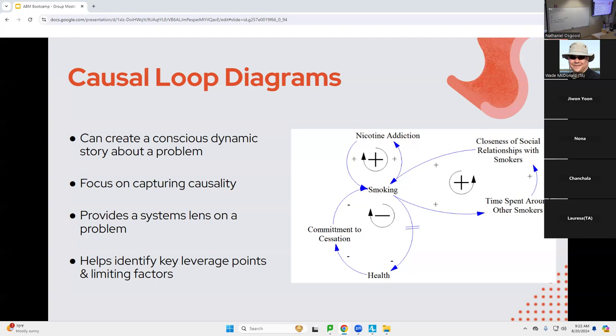A positive connection. Some people like to think of a positive connection as the same, versus a negative as the opposite. But that depends on who you talk to, which system modeler is talking, I guess. There's the opposite, though, that is that negative relationship. I like the smoking to health one. That's an easier one to understand sometimes.